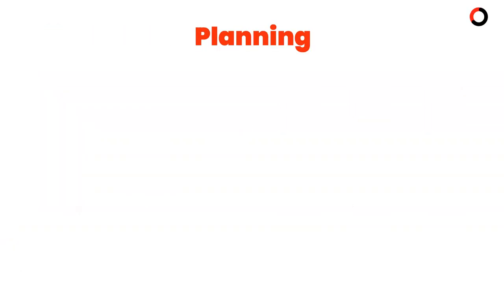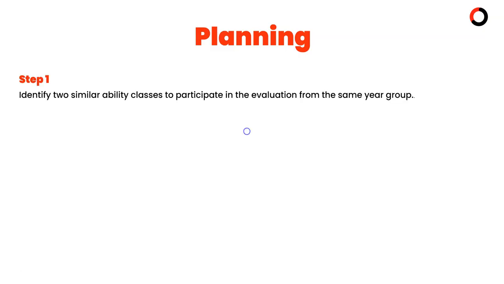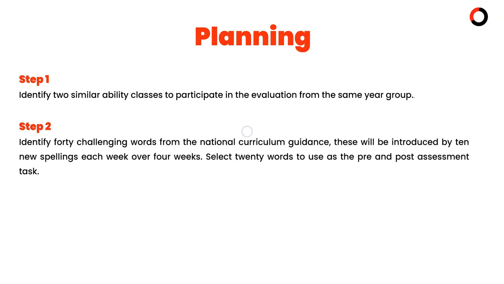So let's look at this from a step-by-step planning approach. Step 1. Identify two similar ability classes to participate in the evaluation from the same year group. Step 2. Identify 40 challenging words from the National Curriculum Guidance. These will be introduced incrementally by 10 new spellings each week over 4 weeks. Select 20 words to use as a pre and then post-assessment task. These will be the same for both assessments.